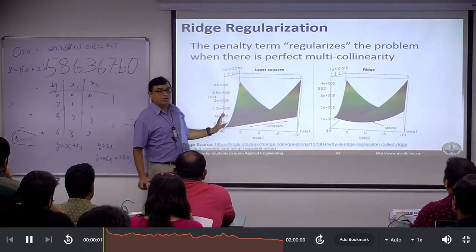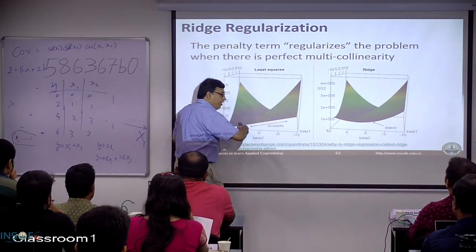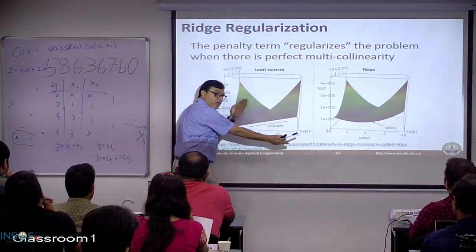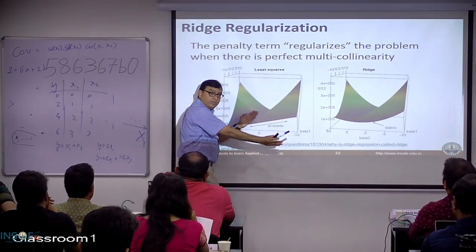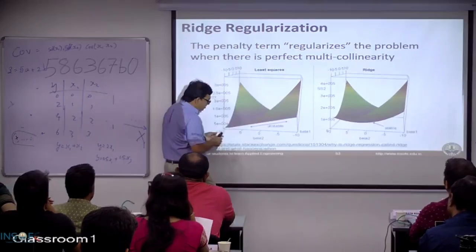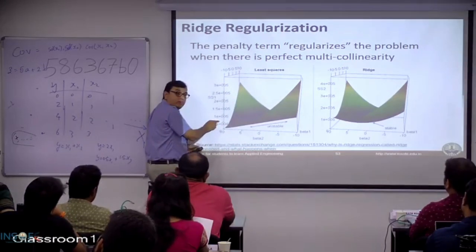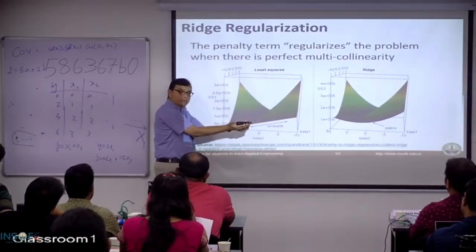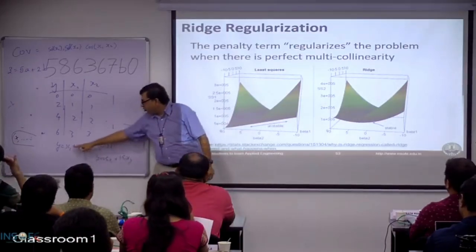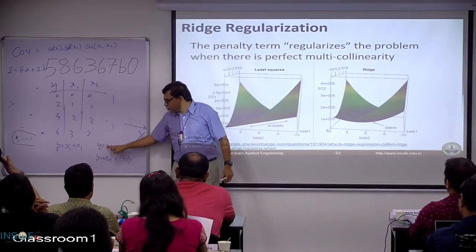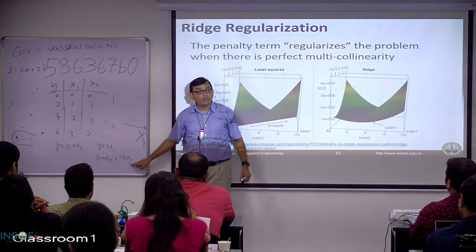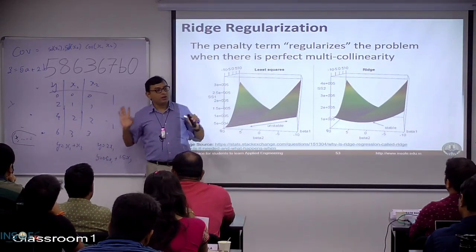Being error on the z-axis, and the x and y-axis are the two slope coefficients. What you see is that any of the coefficients along this line will have the lowest value of error. Different values, like 1, 1, or 2, 0, or 0.5, 1.5, all of them will give you exactly the same error.